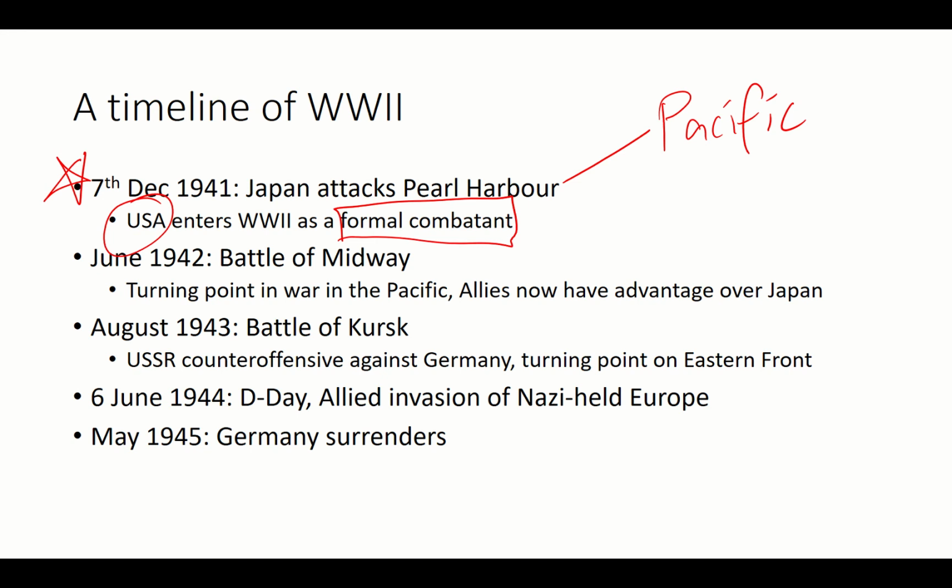And so, of course, the USA is caught unawares by this attack. They are not ready to commit fully into the war yet, but this forces their hand. What happens is that the Japanese then sweep down across the rest of Asia. However, by June 1942, the Battle of Midway is a critical naval battle in which the Japanese advance is stopped. And now we have an Allied counterattack. The momentum of the fight swings.